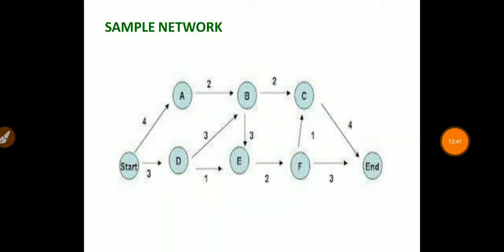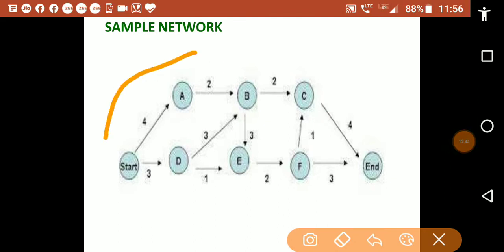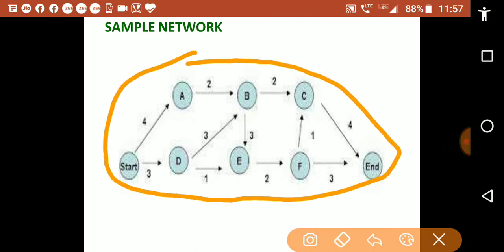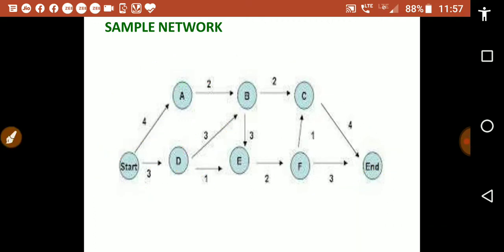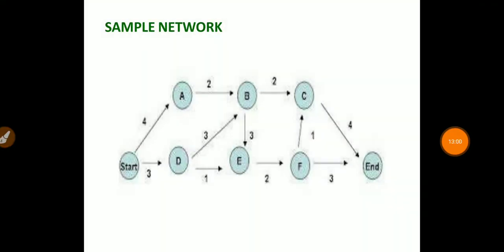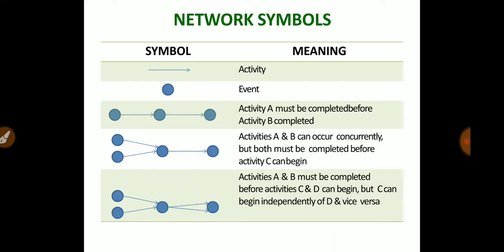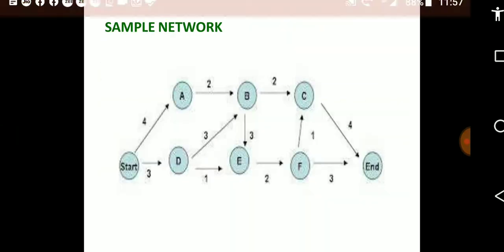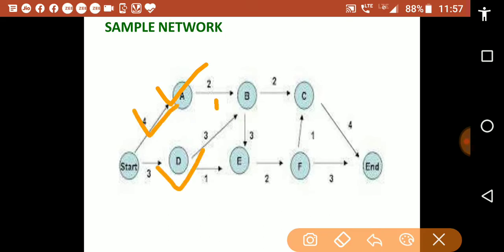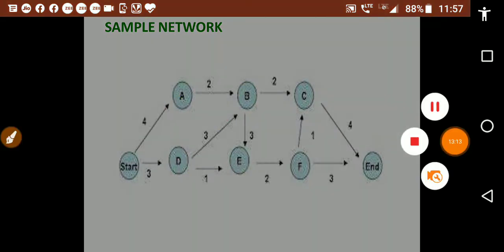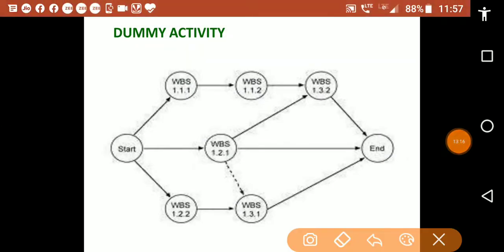So students, this is an example of a simple network. This is a starting point and this is an ending point, and these are the activities and these are the events. These are the events and these are the activities. These are the dummy activities. This is the start and this is the end.